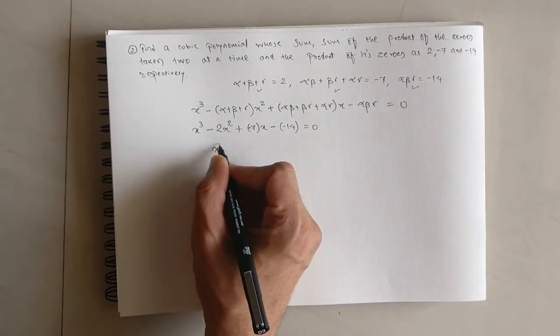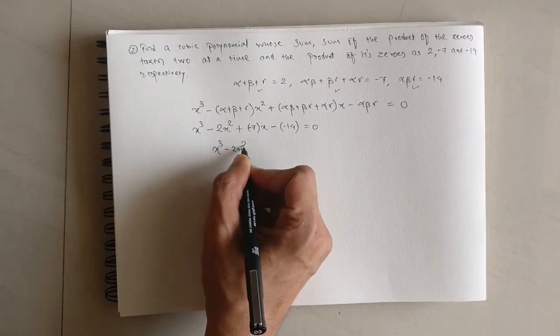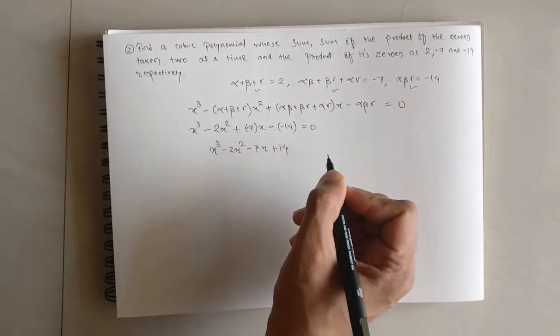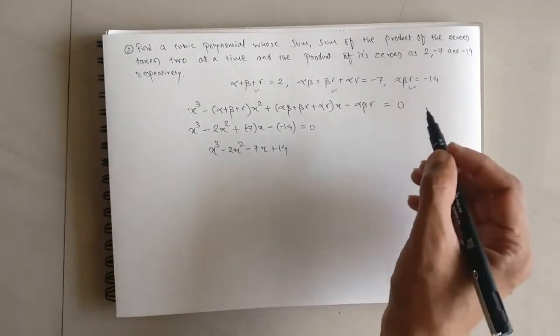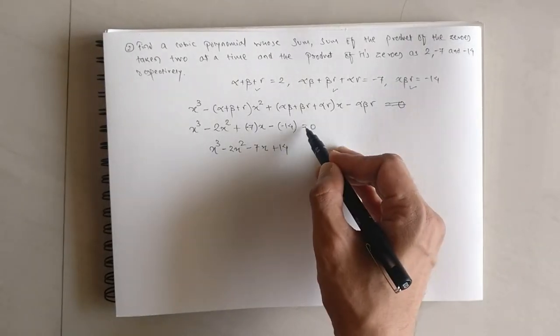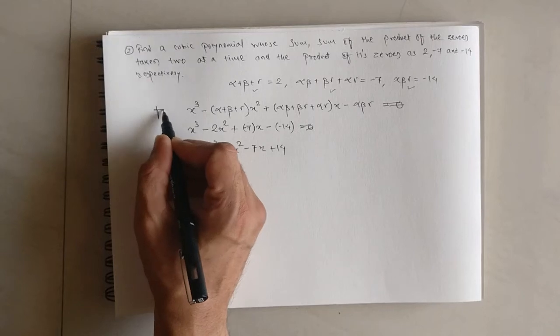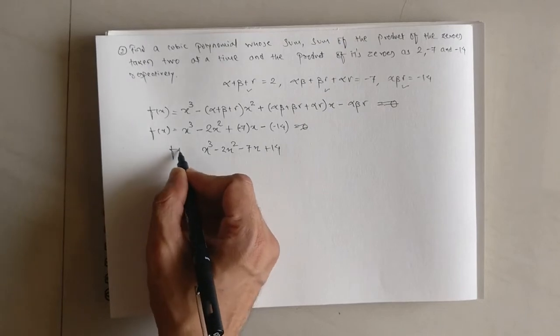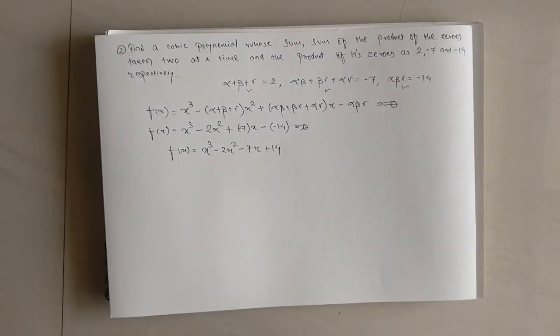Let's simplify this. x cube minus 2x square minus 7x plus 14. You don't have to write is equal to 0 because that's not an equation. So it's better that you write f of x. That is your polynomial. So your f of x is x cube minus 2x square minus 7x plus 14. So this is how you form a cubic polynomial if you know the sum of the zeros, sum of the product of the zeros and product of the zeros.